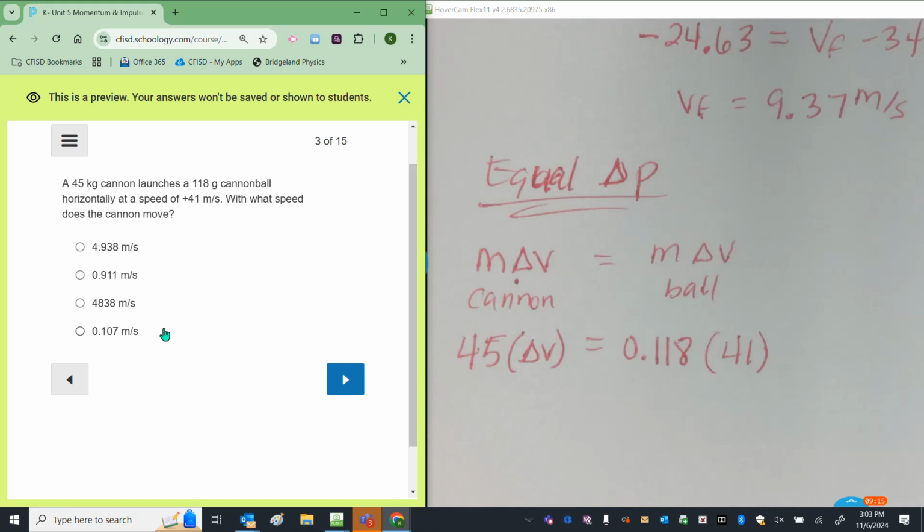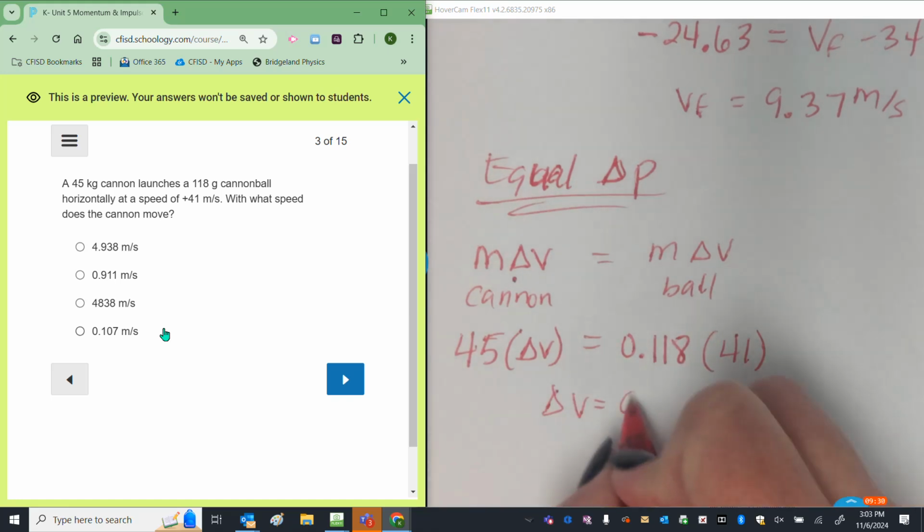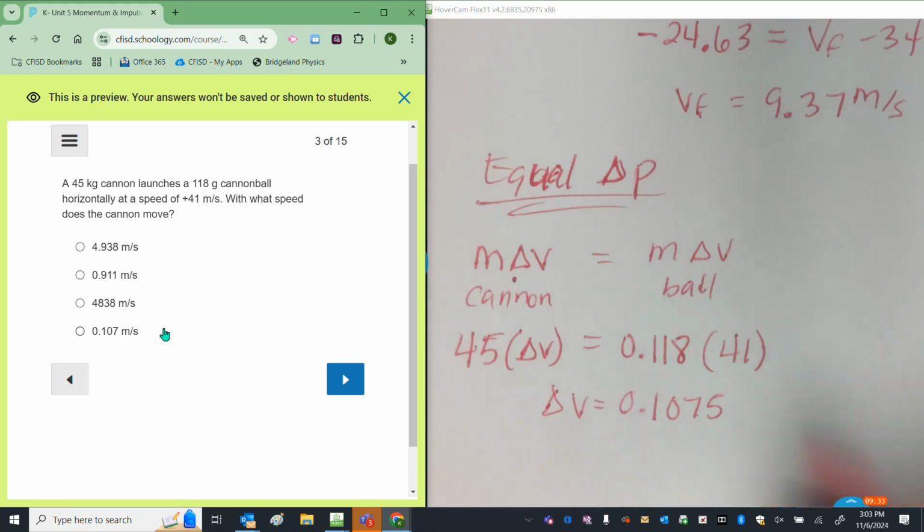All right. So if we multiply 0.118 times 41 and then divide by 45, we are going to get delta V is equal to 0.1075 meters per second. And that is the change in velocity, but because these things both started at rest, that also happens to be its final velocity. So the cannon should not be moving very fast because it has a lot more mass. Okay, we've talked about that with the bug hitting the car. It's the same concept. And the answer is going to be this last one on my screen, 0.107 meters per second. It's not rounded right, but it's the right answer.